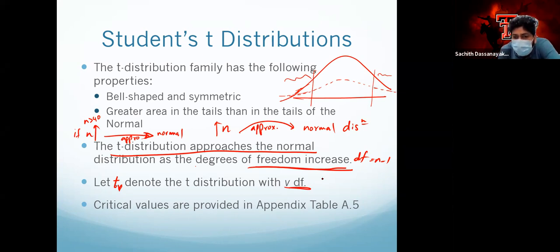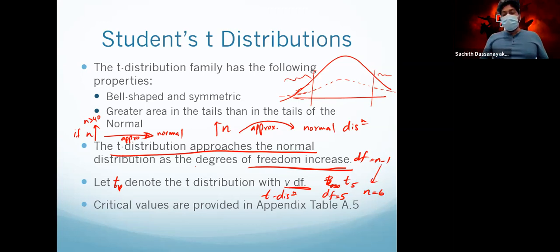So for an example, T5. If it is T5, which means T distribution with degree of freedom 5, what is the n? N is 6, right? Clear? n equals degree of freedom plus 1. Okay, so let's see what this is.